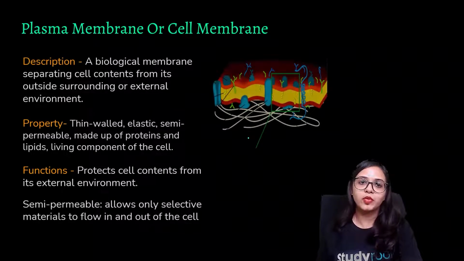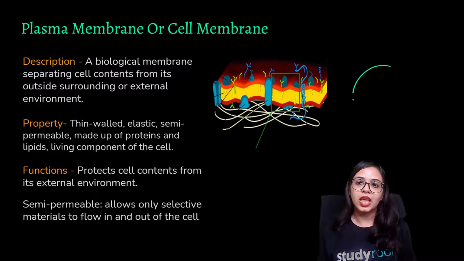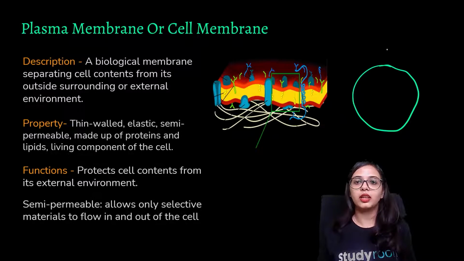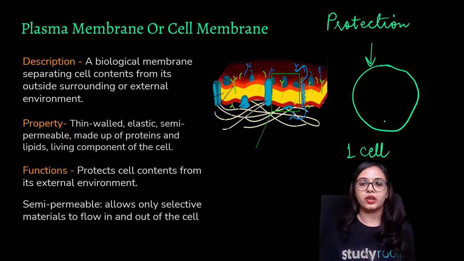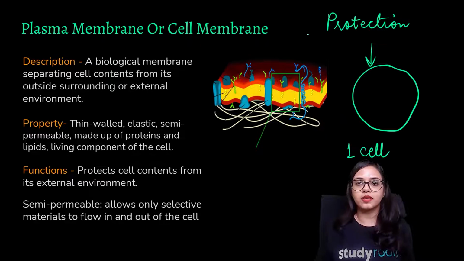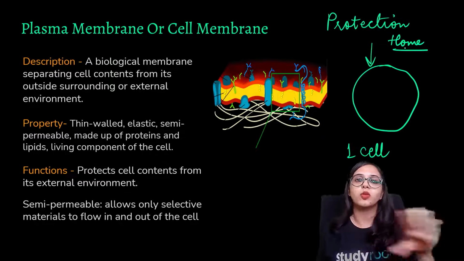The plasma membrane or cell membrane is a biological membrane separating cell components from the outside surrounding or external environment. So basically, it is the outer covering, the outer layer that provides protection from one cell to whatever is present outside this cell. You may visualize this covering of the cell like a home, because home is where we are protected and safe from the outside surroundings.